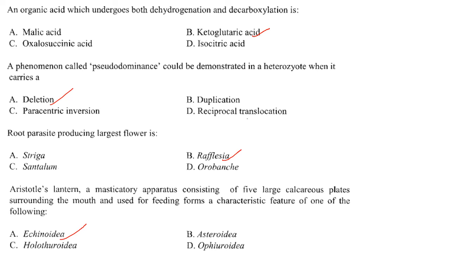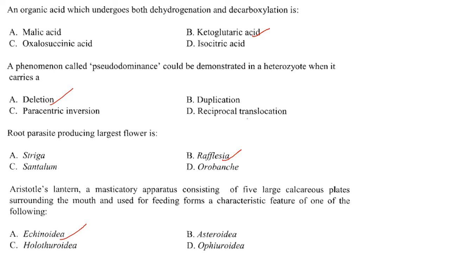Answer is option B. The phenomenon called pseudodominance could be demonstrated in a heterozygote when it carries... So pseudodominance is the appearance of a recessive phenotype in a heterozygote containing the recessive gene on one chromosome and a deletion or only part of the dominant gene on the corresponding part of the homologous chromosome. So the answer here is: pseudodominance could be demonstrated in a heterozygote when it carries a deletion. Answer is option A. Then root parasite producing largest flower is Rafflesia. Answer is option B.